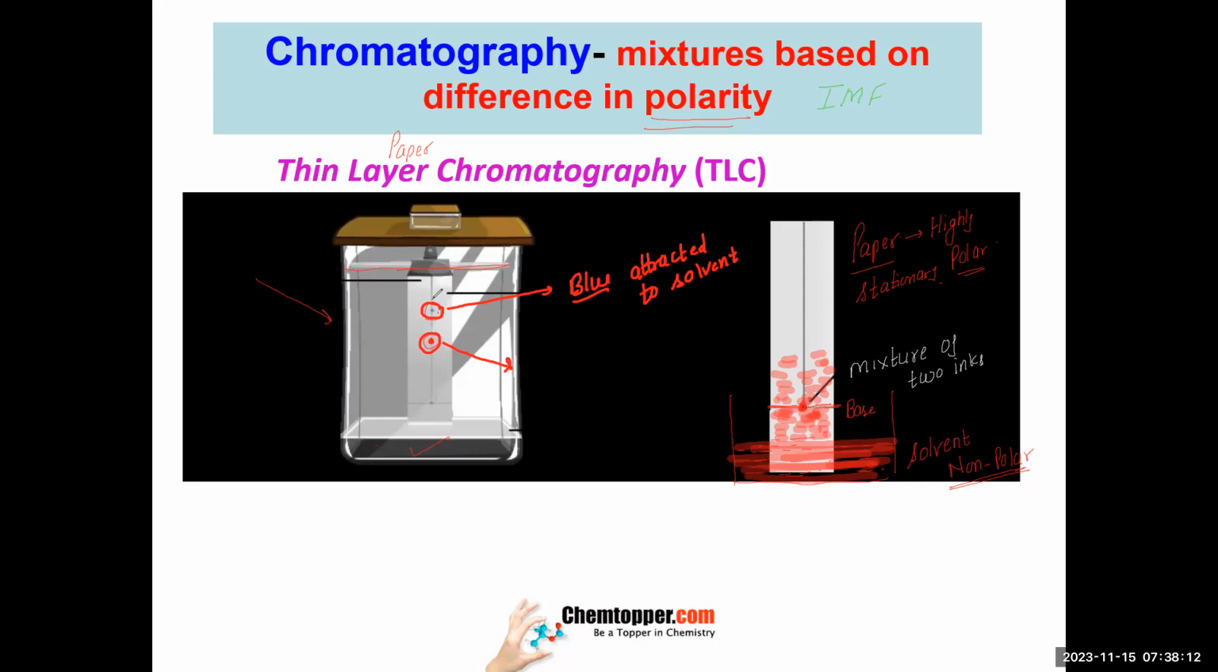And because these are different substances, different in nature, they are not exactly same. So naturally, their attraction with the paper and the solvent is not exactly same. So based on their attraction with the paper and with the solvent, one will move faster, the other one will move slowly, and they get separated. See, separated. You started from here, right?